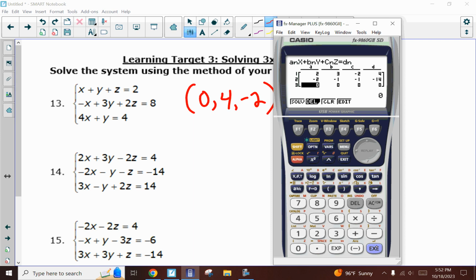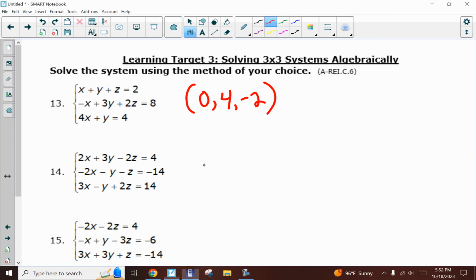And then the last one is 3 in front of x, negative 1 in front of the y, 2 in front of your z, and then positive 14 is at the end. So the answer is 2, 4, 6.